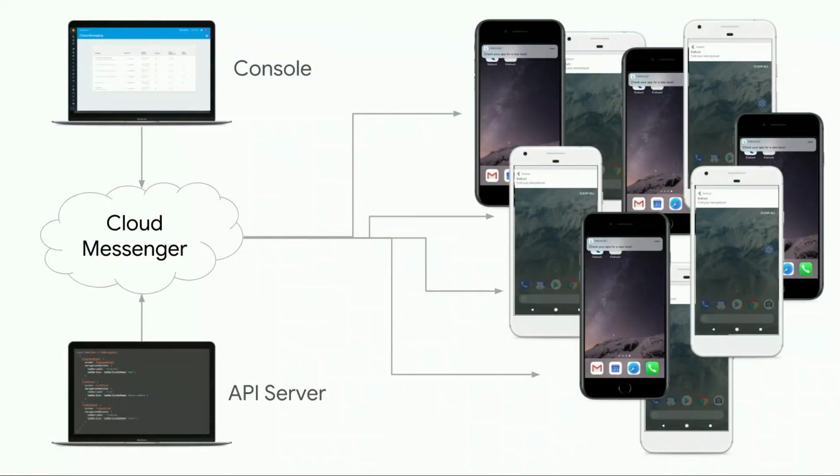So how does it work? Well, we either have our Firebase console send a notification up to our server, or you can run your own API server that does things programmatically.